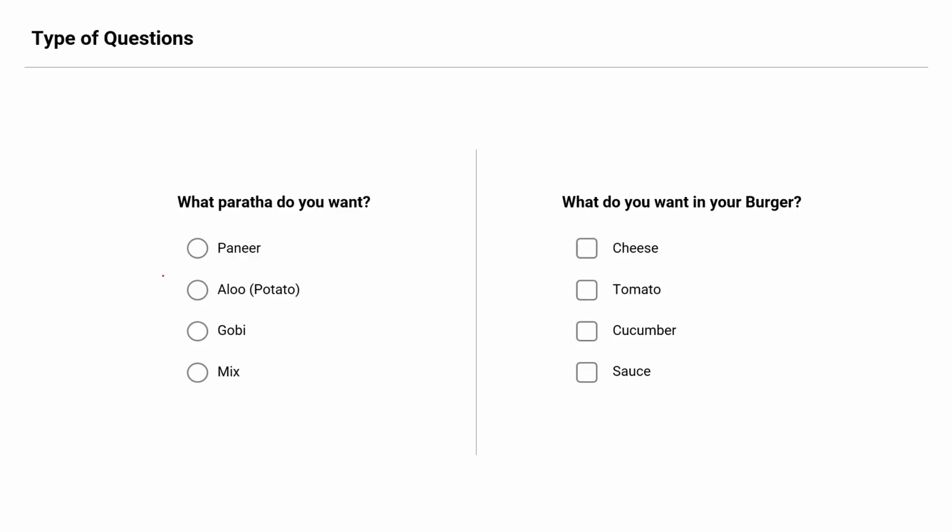Okay. There are two typologies of questions. One is based on a single correct answer. So only one correct answer is here. Yes, so these are called radio buttons. In this, you can select only one of them, right? So if you make a choice of potato, then this will be gone. Okay. Here it's again a multiple choice question, but then you can have multiple correct answers.